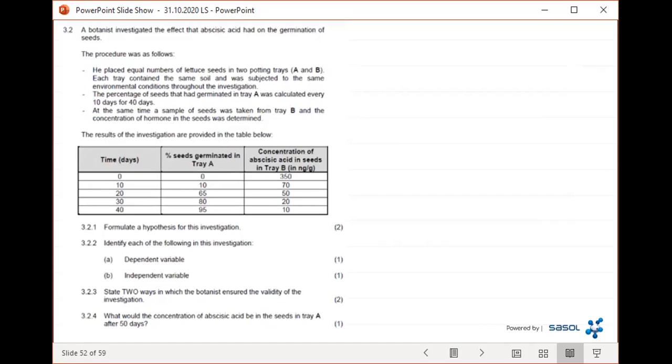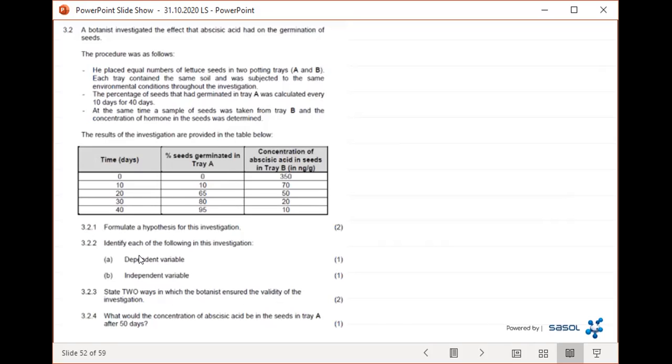The percentage of seeds that had germinated in tray A was calculated every 10 days up to 40 days. Then at the same time, a sample of seeds was taken from tray B, and the concentration of hormone in the seeds was determined. Okay, then the results of the investigation are provided in the table below. So at 0 days, we had 0% seeds germinated in tray A, then the concentration of abscisic acid in seeds in tray B was 350, and so on and so forth. So we have our time in days, the percentage of seeds that germinated in tray A, as well as, in the third column, the concentration of abscisic acid in seeds in tray B, which is measured in nanograms per gram.